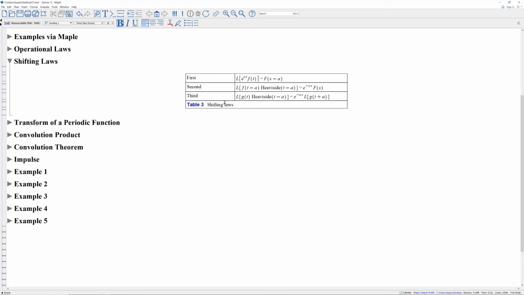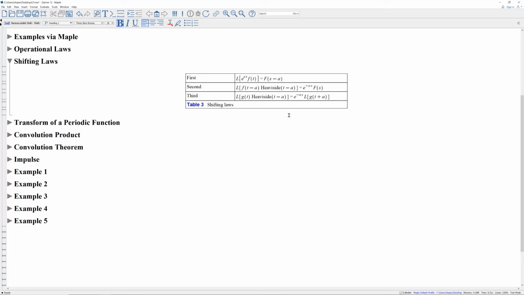So there is, in some books, a third shifting law, which is really a variant of the second one. Suppose you have a function g of t multiplied by a Heaviside. Well, rather than mess around with this t minus a plus a business, it turns out you can still multiply by e to the minus as, but you shift g and take the transform of that shift.